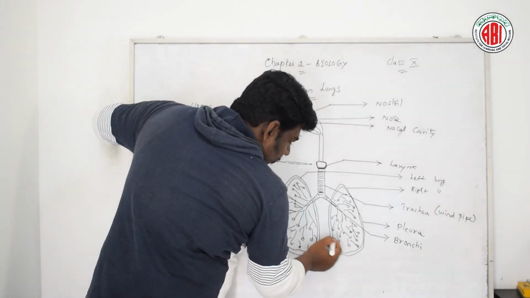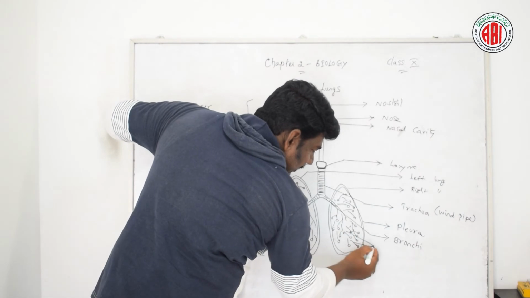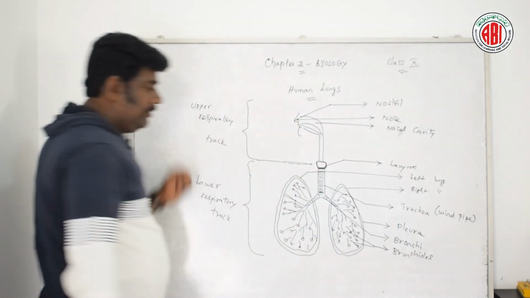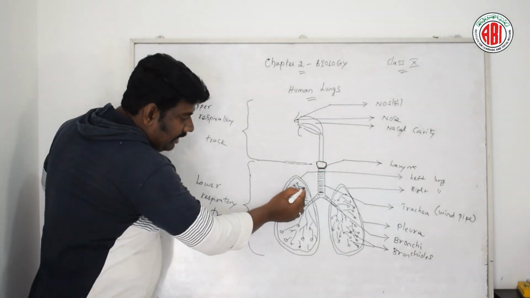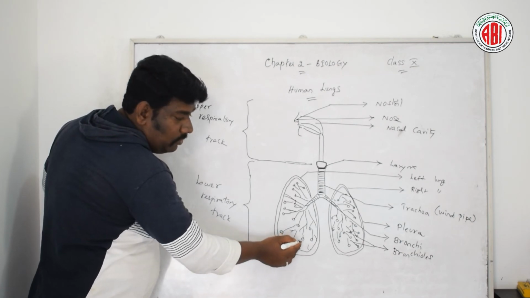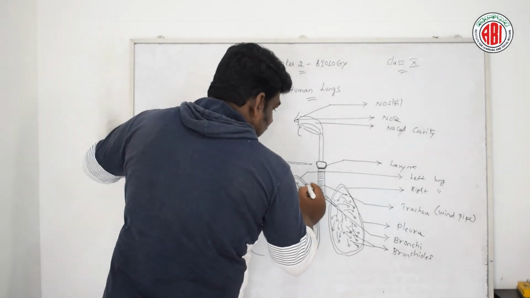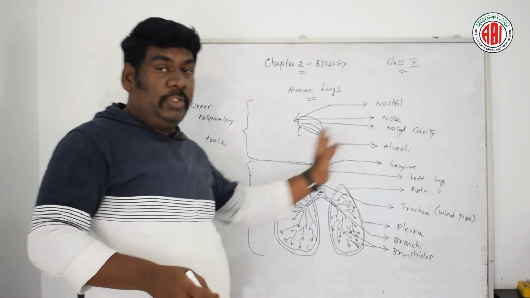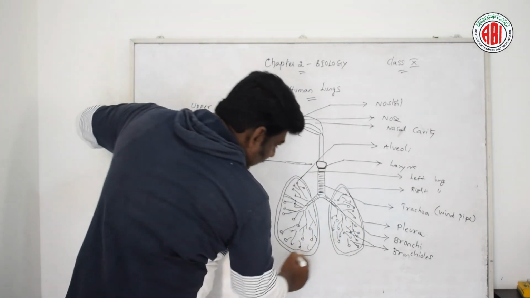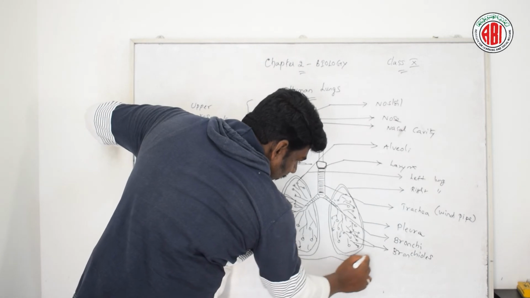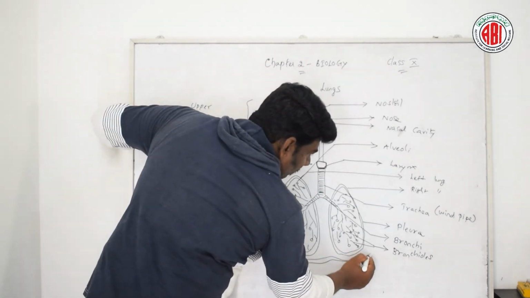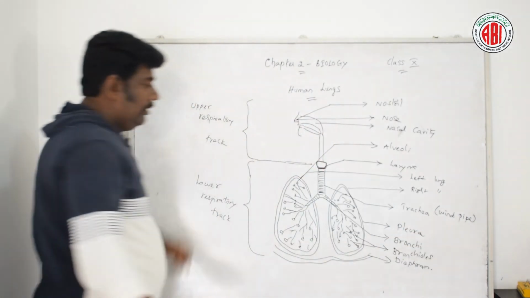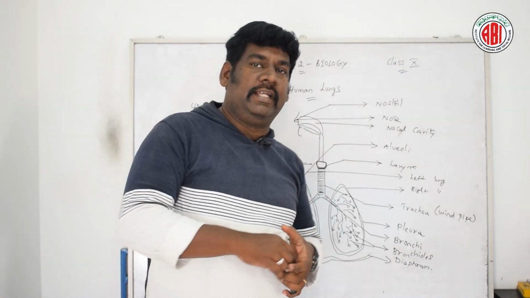Inside here we can see many more small branches, and these branches are called bronchioles. And at the end of every branch a small round-shaped structure is there. That is a very important structure, and that structure is called alveoli. So this is the human lung structure, and below this there is one small layer of muscle. This small muscle layer is called the diaphragm, right? So this is the entire labeling of human lungs.